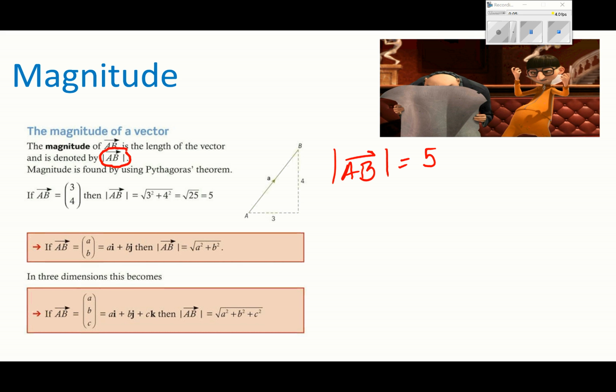We represent this in 2 dimensions, but also in 3 dimensions. We can find a magnitude in 3 dimensions by just taking the square root of a squared plus b squared plus c squared.